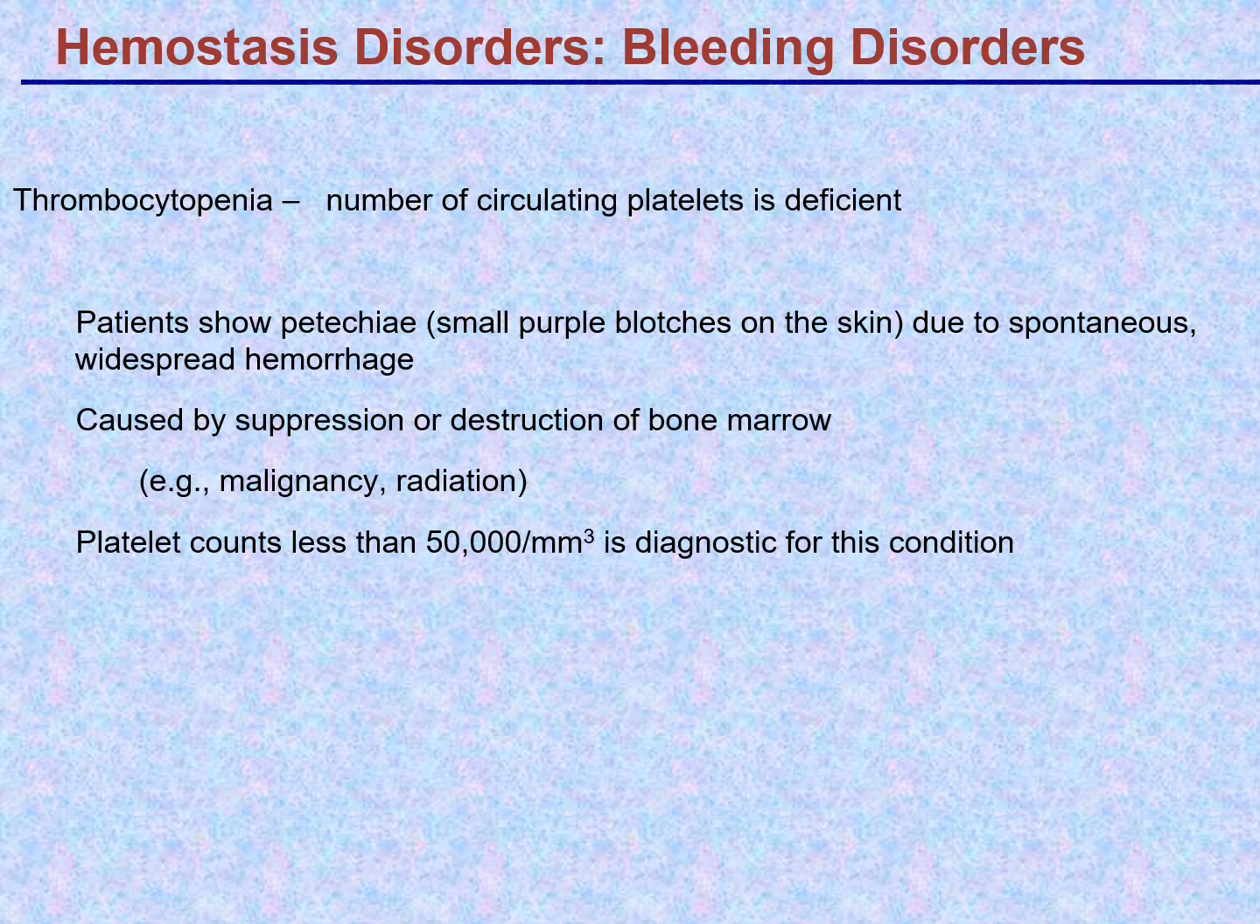radiation or chemotherapy for neoplastic disease, in other words, anti-tumor treatment. Tumors of the bone marrow can result in inadequate production of thrombocytes or platelets. If the platelet count drops below 50,000 per cubic millimeter, that's diagnostic for thrombocytopenia.